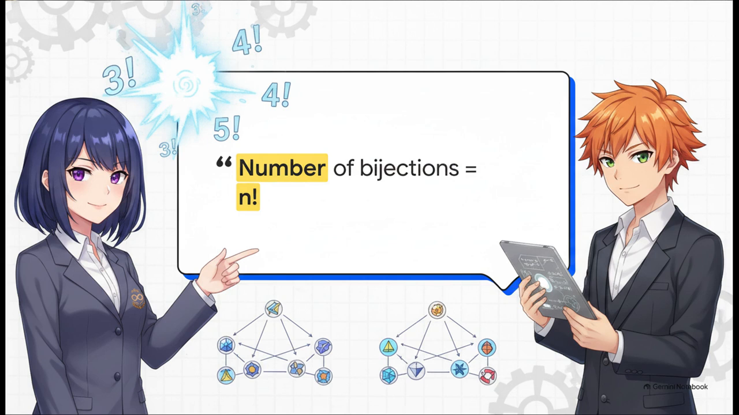Now, what happens when a function is both injective and surjective between two sets of equal size? We call that a bijective function. And here is a fundamental mathematical law you absolutely must memorize. If the domain and codomain both have n elements, the total number of possible bijections is exactly n factorial, n!. That scales incredibly fast, and trust me, the JEE loves to test you on it using combinatorics.